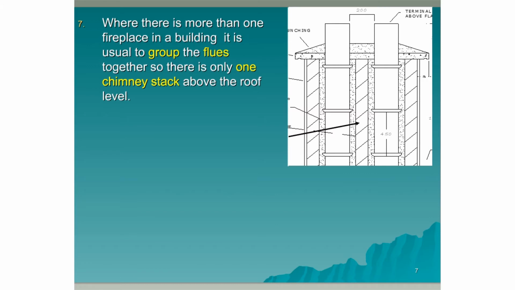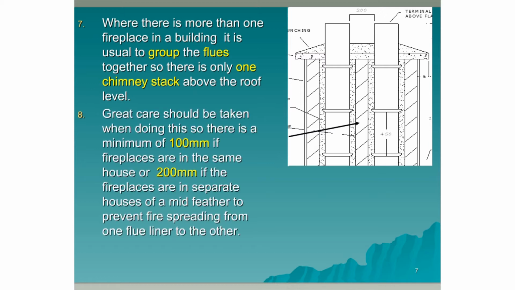Number 7. Where there is more than one fireplace in a building, it is usual to group the flues together, so there is only one chimney stack above the roof level. 8. Great care should be taken when doing this, so there is a minimum of 100 mm if fireplaces are in the same house, or 200 mm if fireplaces are in separate houses, of a mid-feather, to prevent fire spreading from one flue liner to the other.